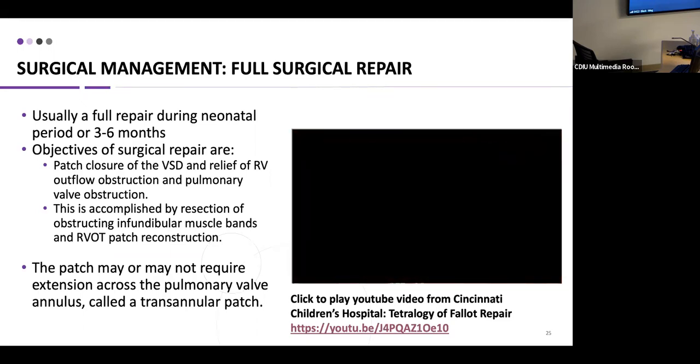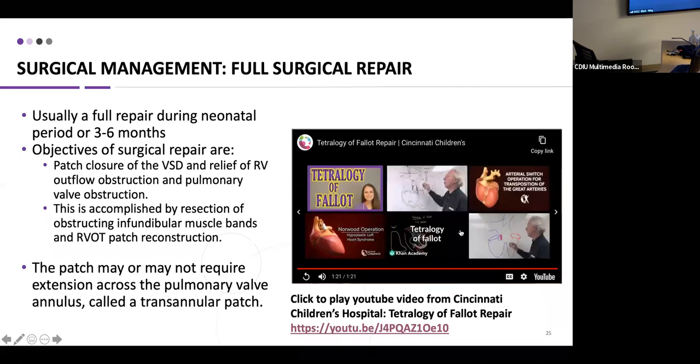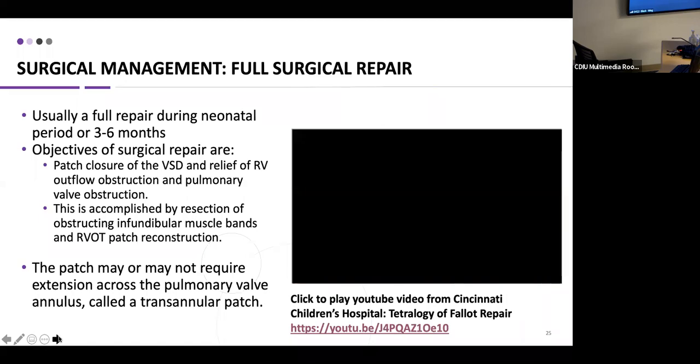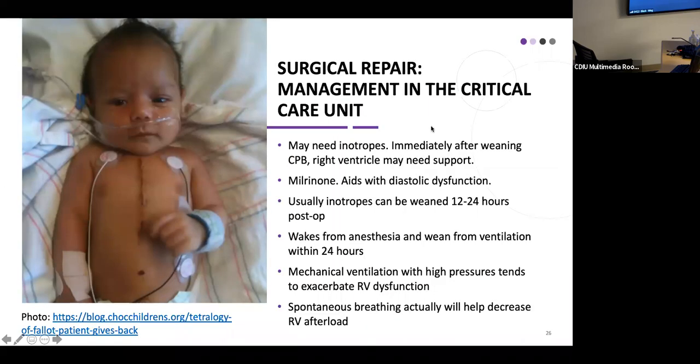Okay, perfect. So that was just a nice visual of what the pre-repair and post-repair look like. Now we'll go into the management phase in the critical care unit. Post-operatively, the immediate care would be the patient coming to a critical care unit, and then once stabilized can move to the ward and then home.